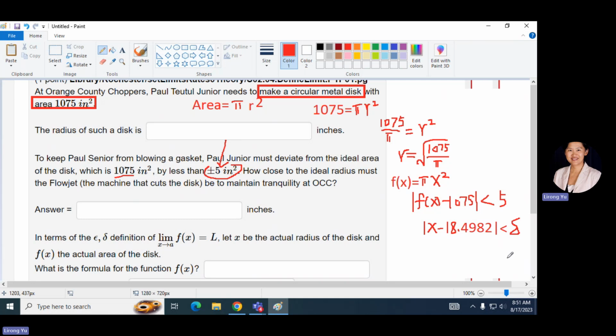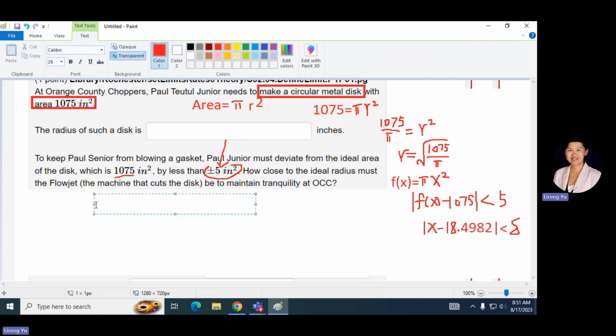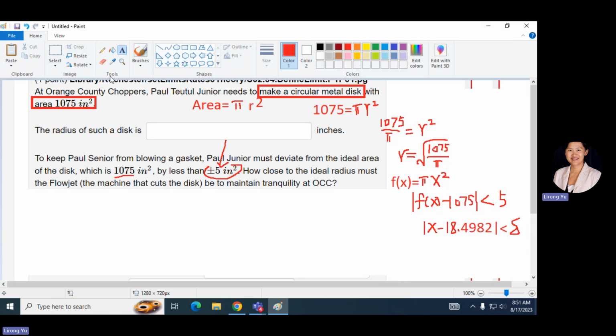So how do we do this? We're probably gonna repeat a similar process as before. I don't even know if it fits all in here. So let's try to get rid of this so I have some space to work on. All right, so here we go. We will have f of x is pi x squared. So we have our pi x squared minus the 1075. It's supposed to be less than 5.